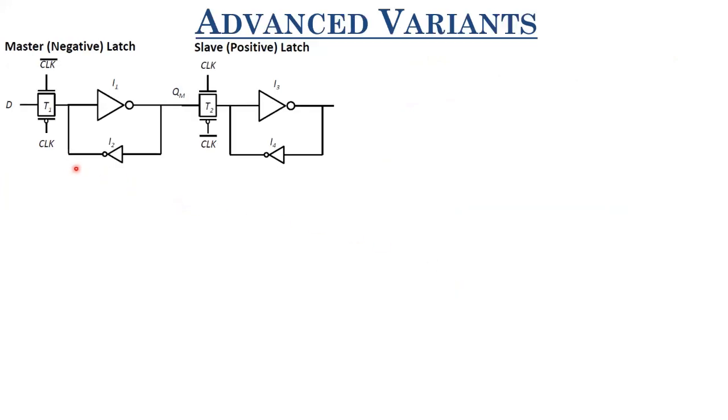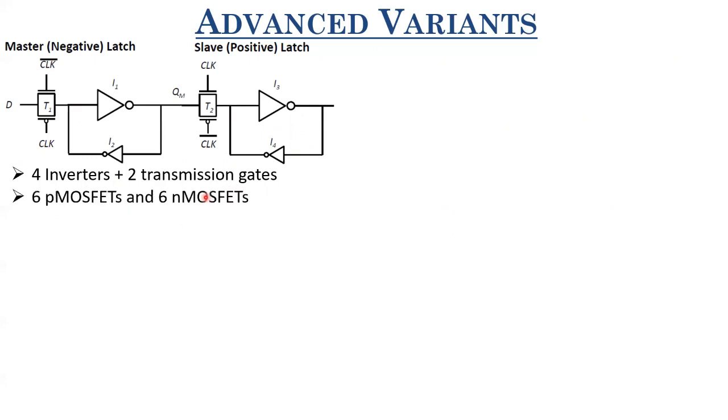Once we do that, T2 has been removed from here, T4 has been removed from here. So what happens? It continues to act like a positive edge trigger register. You have four inverters, two transmission gates. So the number of MOSFETs reduces to what? It reduces to 12, right? Six N MOSFETs and six P MOSFETs.